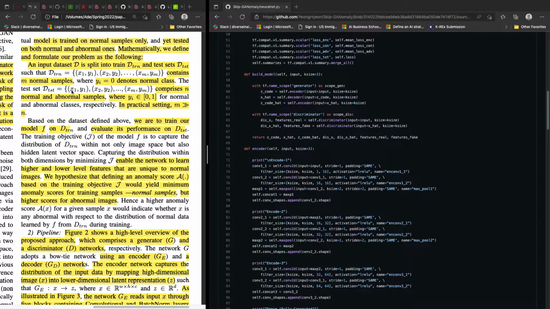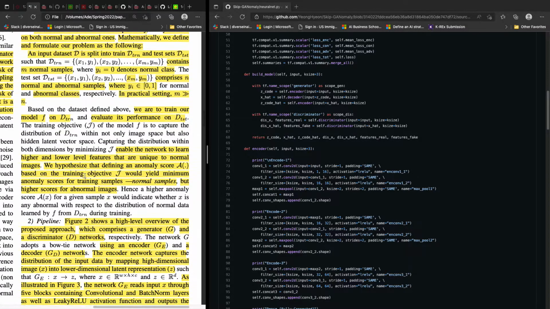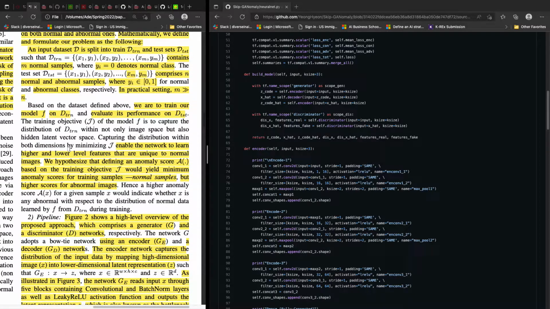Then the test set has a similar formulation. I think they wanted to put n here, so there's an error here. This should have been n, x subscript n. And that x could come from the normal or abnormal samples, and the y could be a member of 0 or 1, where 0 denotes normal and 1 denotes abnormal classes. We expect that the number of samples in D_trn, which is m, will be far greater than the number of samples in the test. So that's the data set input.